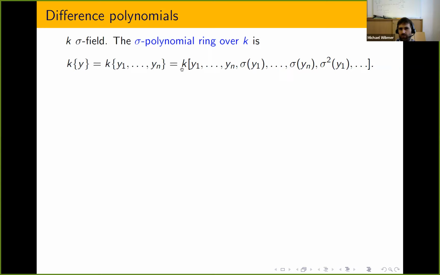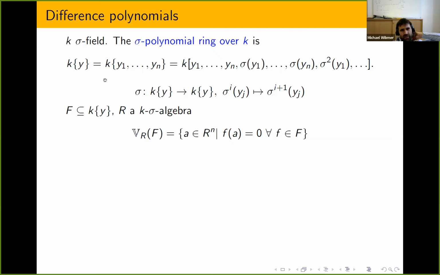So just as a ring, it's a polynomial ring in infinitely many variables, y1 up to yn, and then sigma y1, sigma yn, and so on. So infinitely many variables. And then there is somehow a natural action of sigma on this ring, as it is suggested by the names of the variables. So on k, I already have my sigma, and I extend it on the difference polynomial ring by this very natural thing. So sigma is really just somehow the shift on the variables. And then the difference polynomial ring is a K sigma algebra.